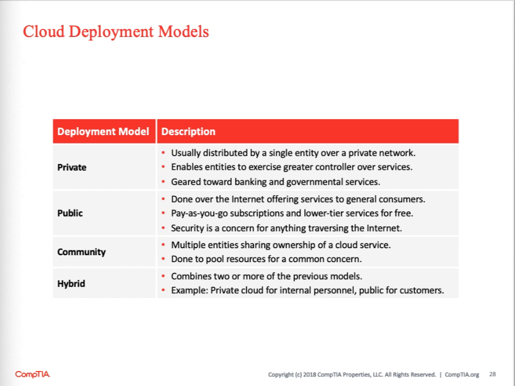Then we have community. Community is typically multiple organizations that share ownership of a cloud, and this is done to pool together resources, maybe some sort of standardization or security policy. And then we have hybrid. Hybrid is going to combine two or more of the previous models. The advantage here is that we can have internal cloud servers for our organizations. So say Amazon has its own cloud servers for its workers internally, and then externally it has the stuff that it sells to us as consumers.